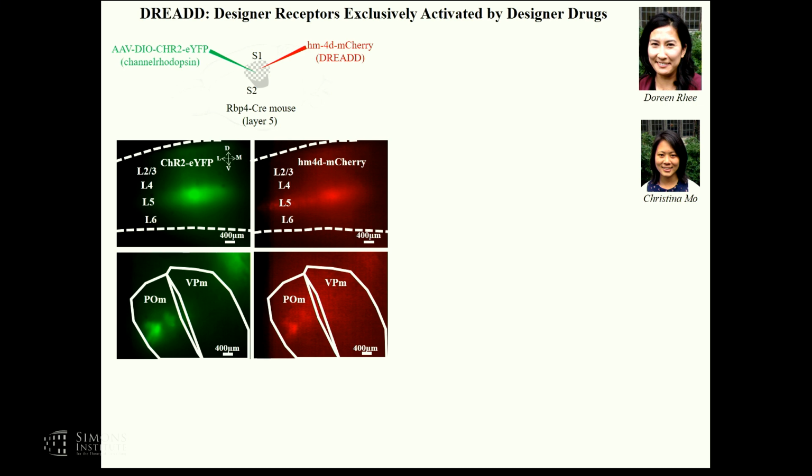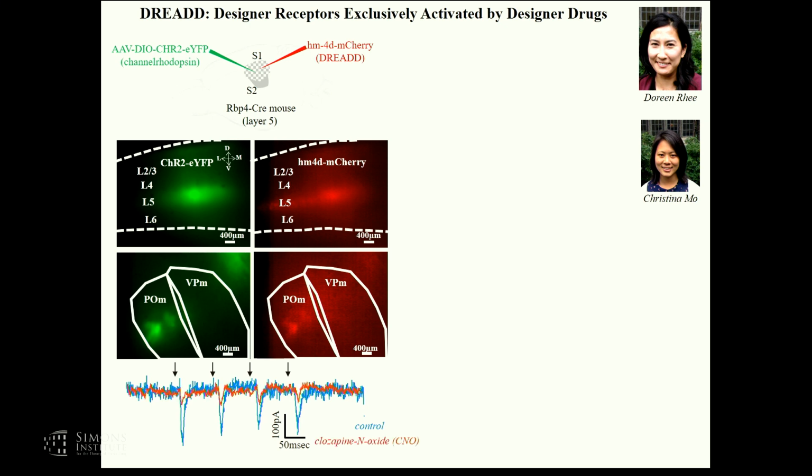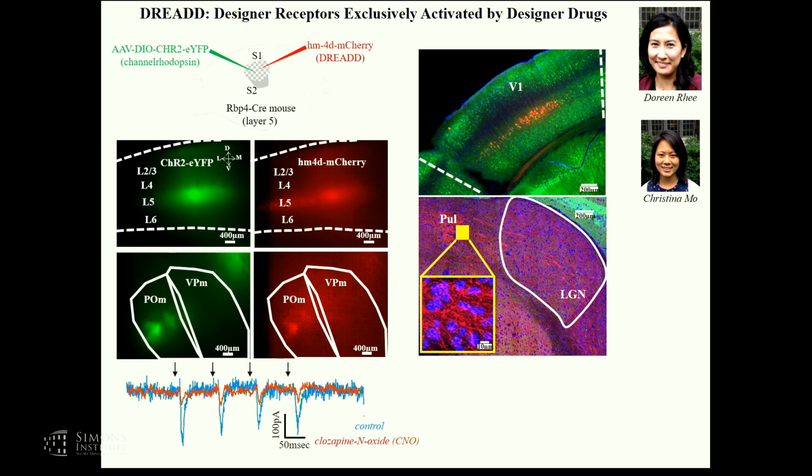When we activate the synapse between the layer 5 and a cell we patched in POM with channelrhodopsin, you see the large inward currents with each pulse of light. When we add CNO to the slice, we get a tremendous reduction in the synapse as expected, about 90%. And we can repeat this experiment in the visual system, which is the system we'll use in vivo. Same kind of experiment, same kind of reduction in the layer 5.